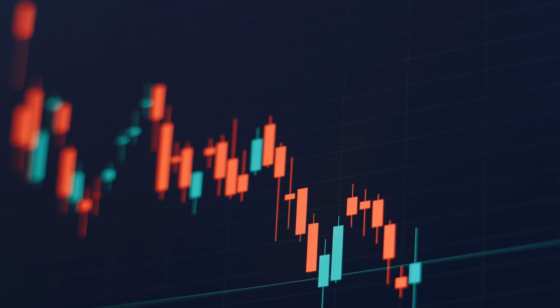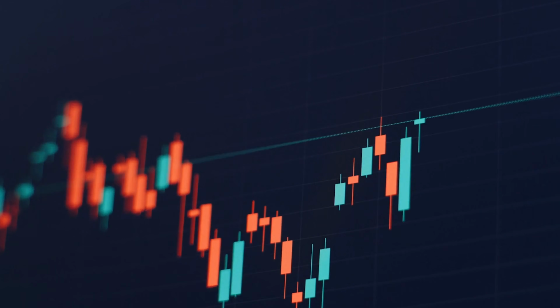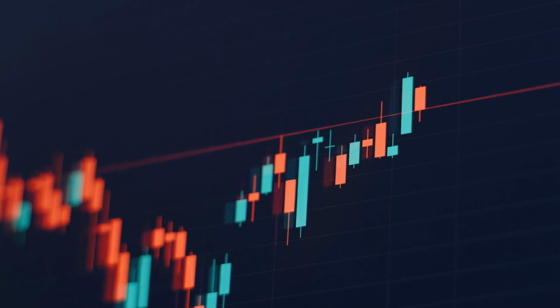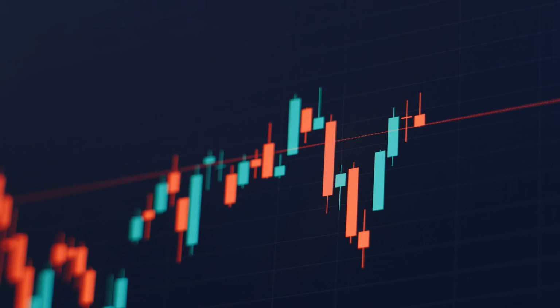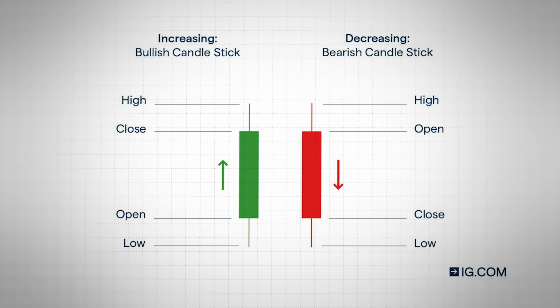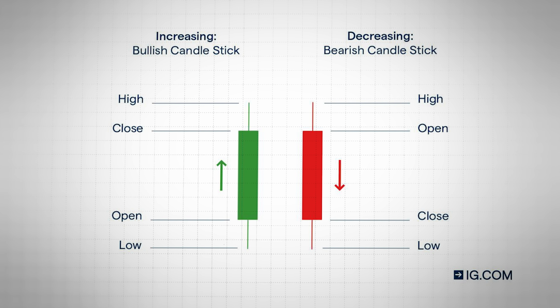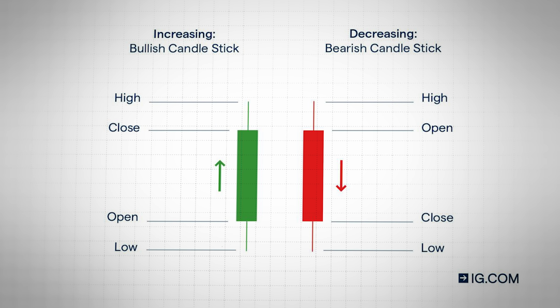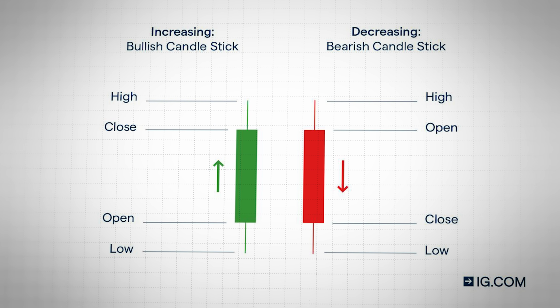Now, the body of the candle tells you where prices started and ended during that period, whereas the wick tells you the highest and lowest prices that were hit during that period. Logically, a red candle means that prices went down during that period, whereas a green candle means that prices went up during that period. On red candles, the starting price is at the top of the body, and the closing price is at the bottom of the body. For green candles, it's the opposite, bottom to top.